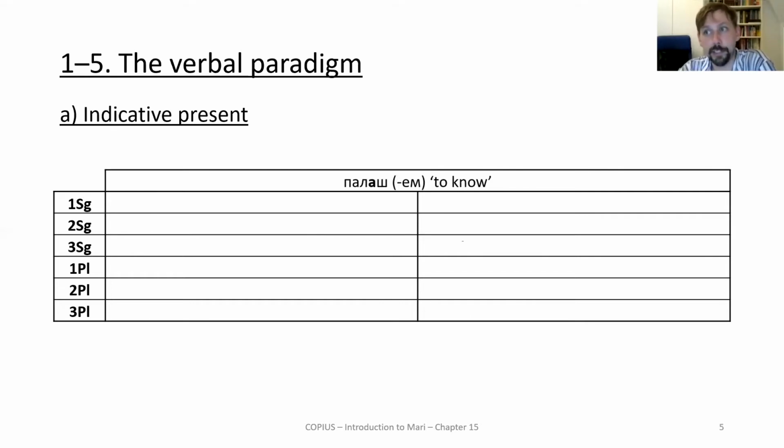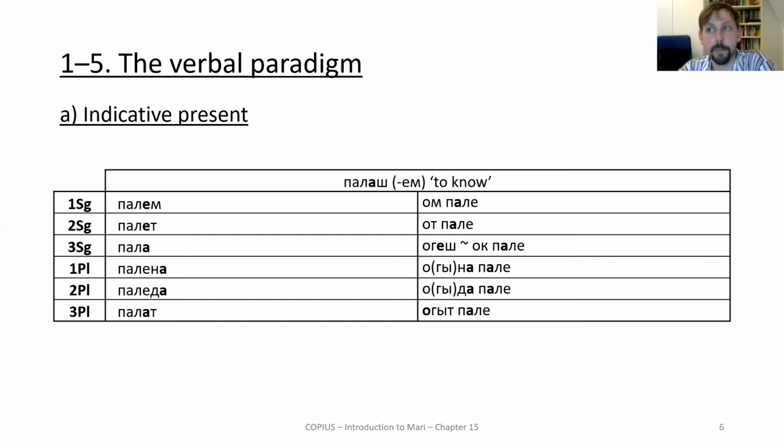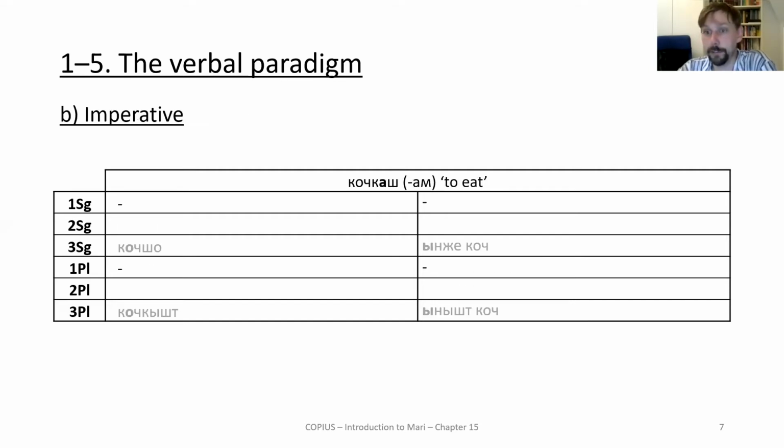And the second conjugation, verb 2, palash, to know. Imperative. The gray forms that you see here, I'm just giving them for the sake of completeness, but we have not actually covered them in class yet. So the positive, negative forms, second singular and plural are.